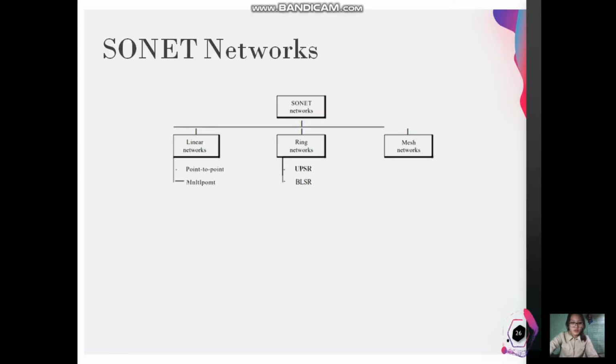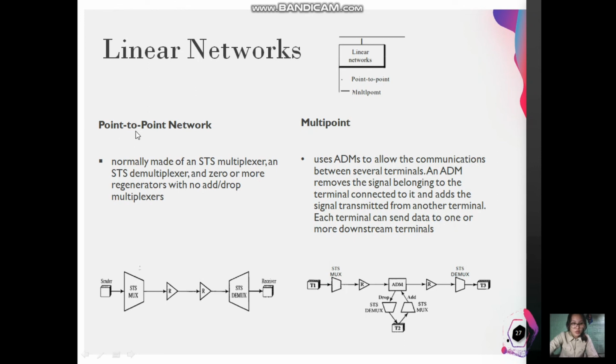Now, using Sonnet equipment, we can create a Sonnet network that can be used as a high-speed backbone carrying loads from other networks, such as ATM. We can roughly divide Sonnet networks into 3 categories: linear, ring, and mesh networks. Since I already provided the explanation, you can just read it. I'll just summarize anyway. I will provide a copy of this in the description box. Now, linear Sonnet networks can either be point-to-point or multi-point.